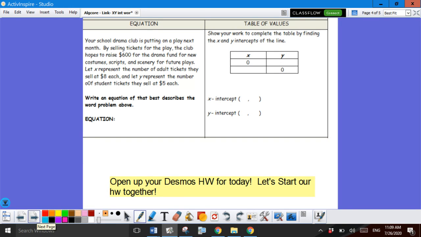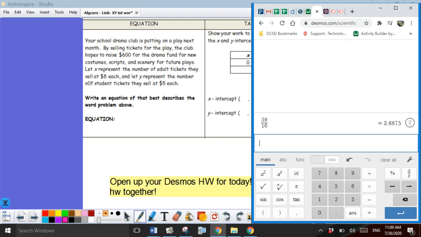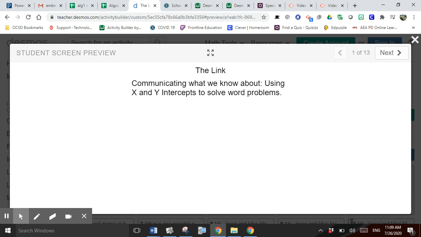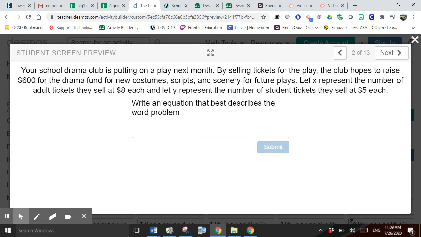Okay, so let's go ahead and open up your Desmos for today, and we're actually going to develop the equation and fill in some tables and that kind of thing. All right, so I'm going to start on this page, but I want you to have your Desmos open. Your Desmos should look like this, and I want you to be on slide 2, because that's going to be where our first answer is going to go.